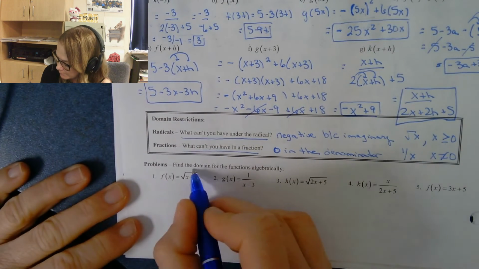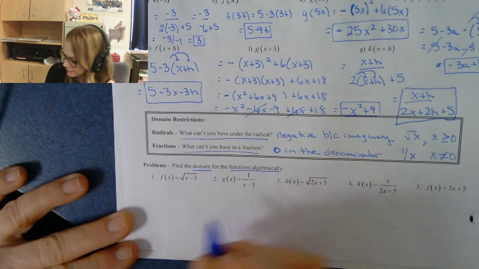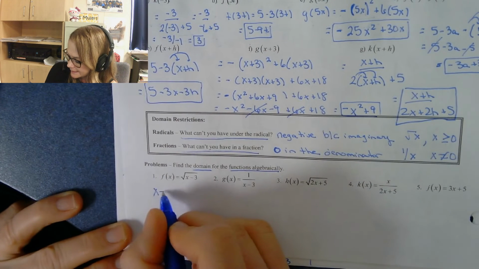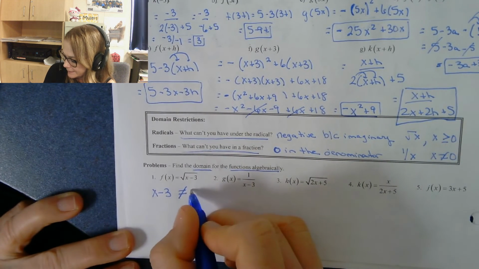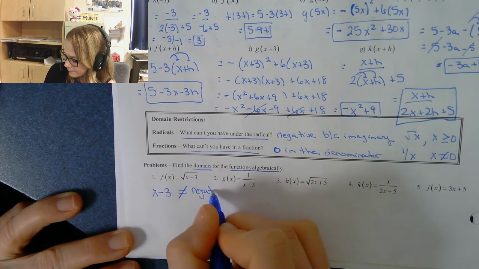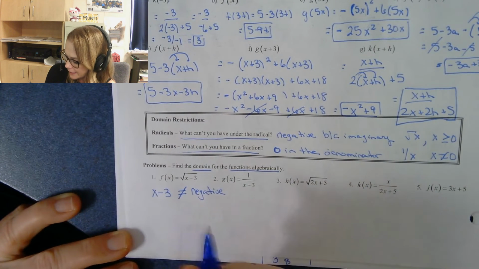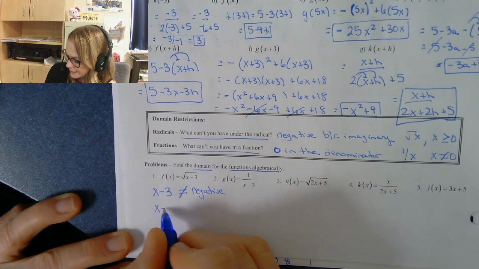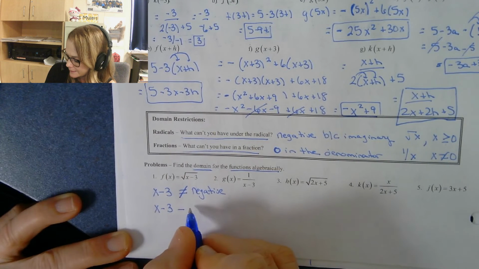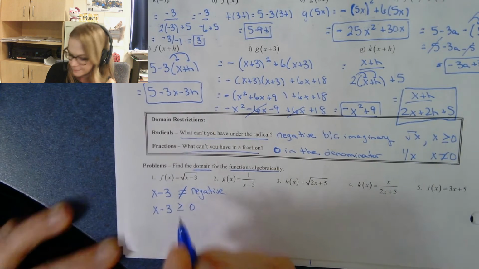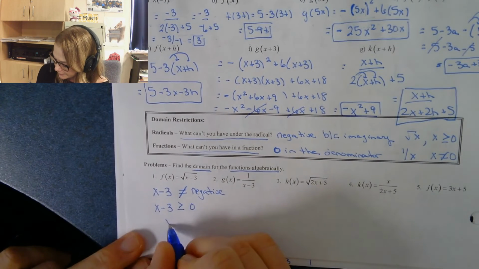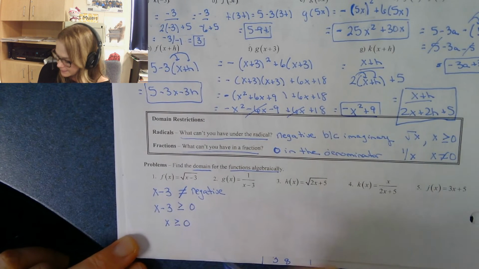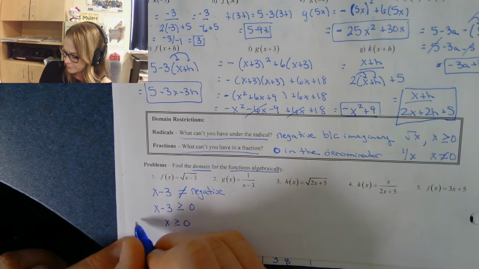So find the domain for the functions algebraically. So basically, x minus 3 cannot be negative. It can't equal a negative. So how do I write that mathematically? X minus 3 must be equal to 0 or positive. So you just write x minus 3 greater than or equal to 0. Solve your little inequality. Okay? And that is your domain.